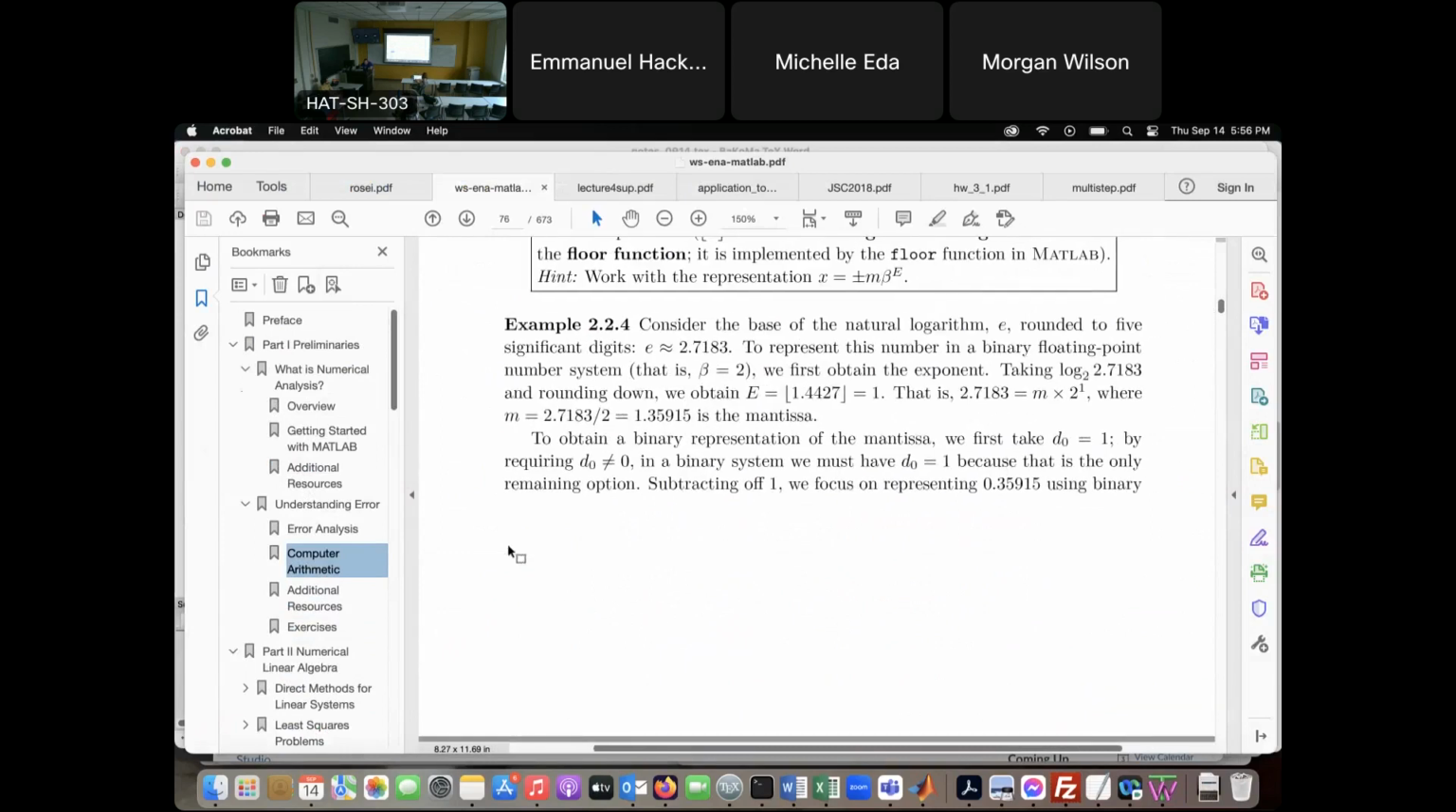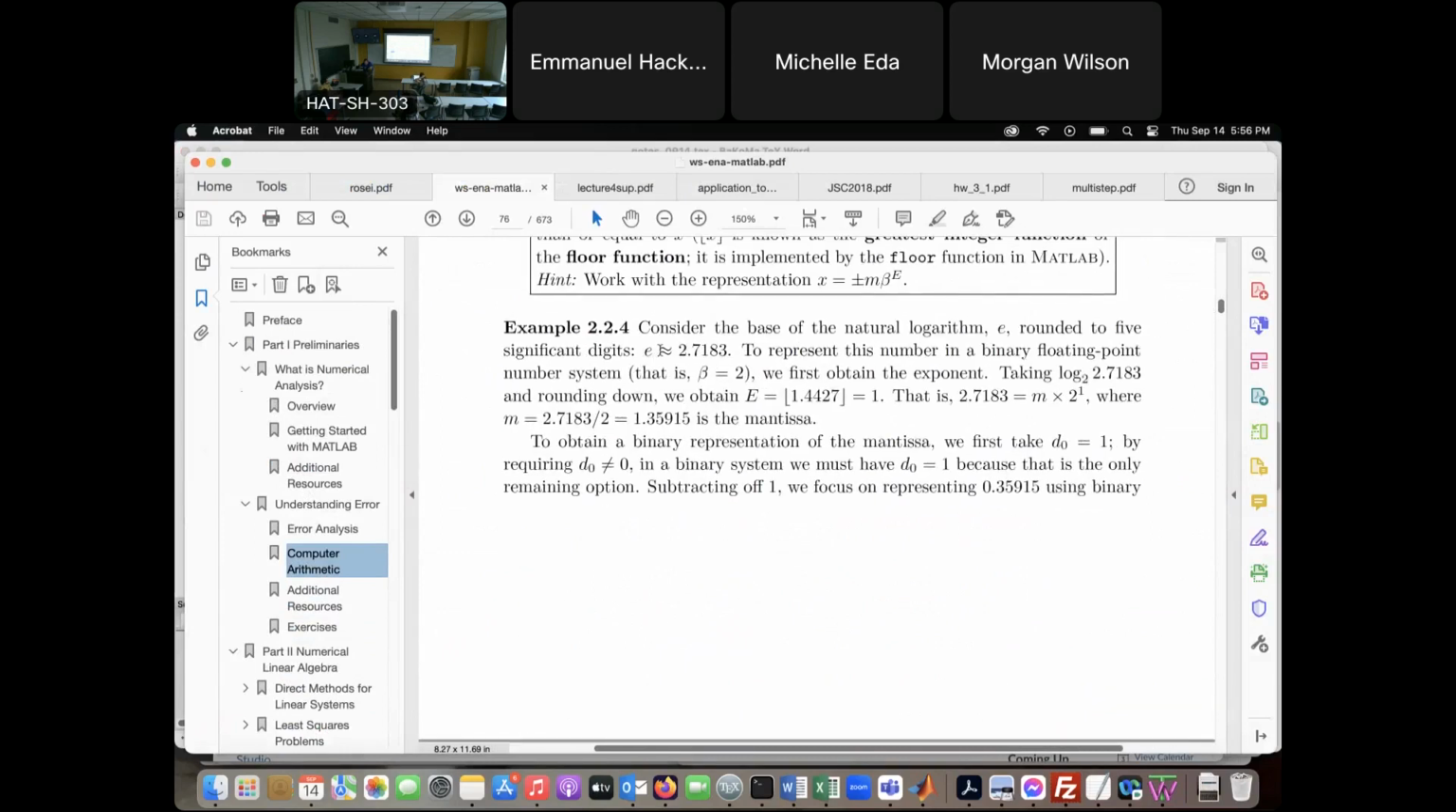Okay, so I have an example here. The number in question is e, the base of a natural logarithm. So roughly 2.7183. And I want to represent this in binary to a certain number of digits. So first I need the exponent. So I take the logarithm of e, but to base 2 rather than the natural log. And that gives me 1.4427. I round that down to an integer, and I get 1. So the exponent is 1.